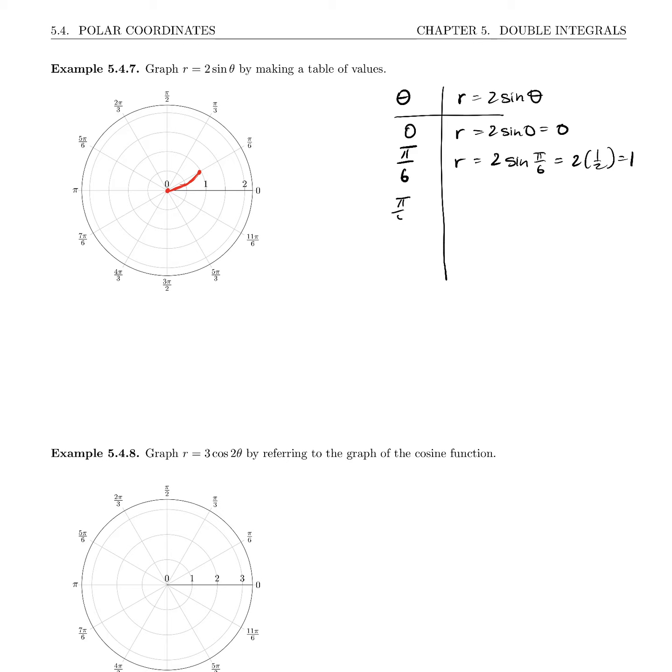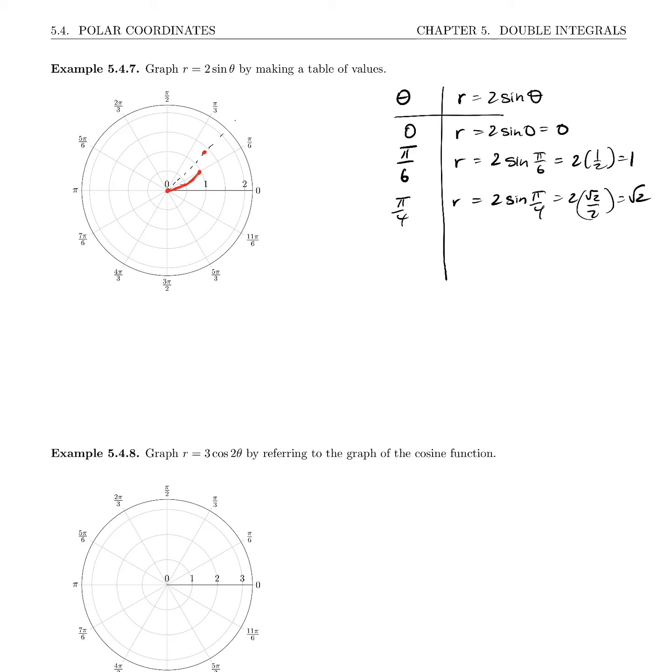Now, next value, which is not on our graph here, but is right smack dab in the middle, so pi over 4. r is 2 sine of pi over 4. That's 2 times root 2 over 2. So that is root 2, which is approximately 1.4. So at the midway point here, we're a little bit past, we're not quite at 1.5, so somewhere there.